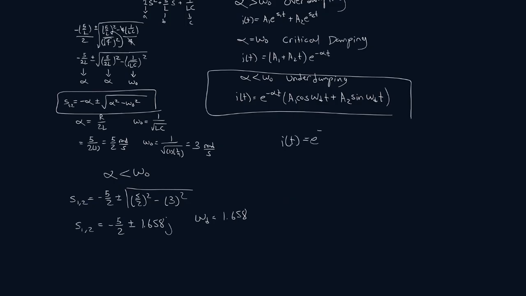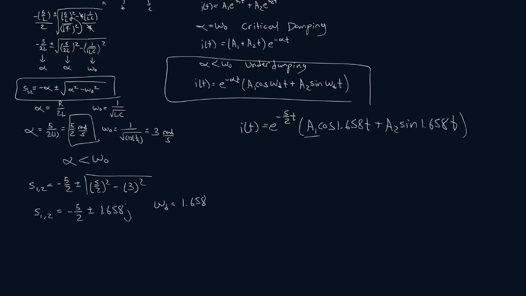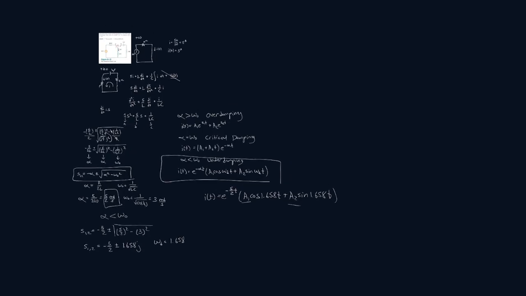So let's put everything into this formula. So it's e to the power of minus 5 over 2 t. Recall your s value was this. This was your s, sorry, not your s, your alpha. Then times A1 cos(1.658 t) plus A2 sin(1.658 t). Now we have to solve for A1 and A2 to finish this.